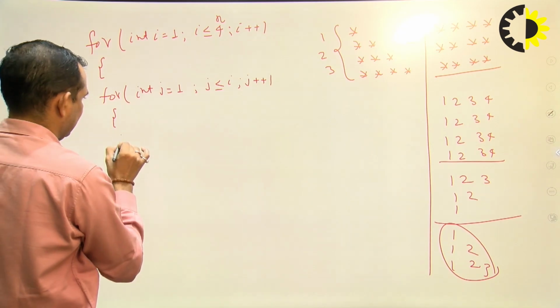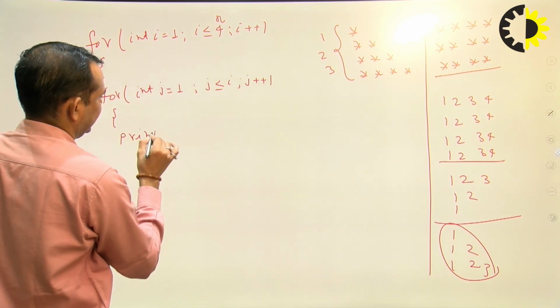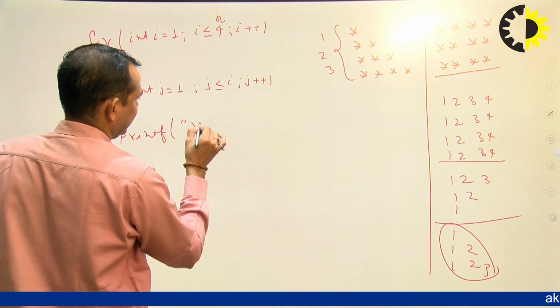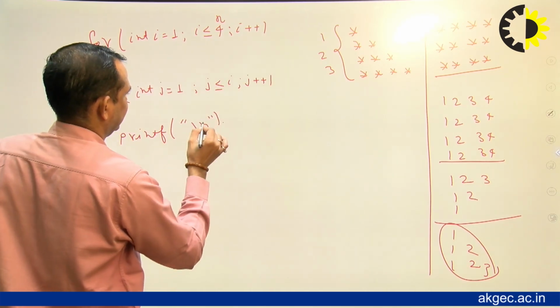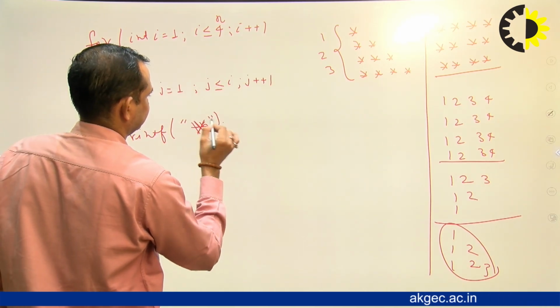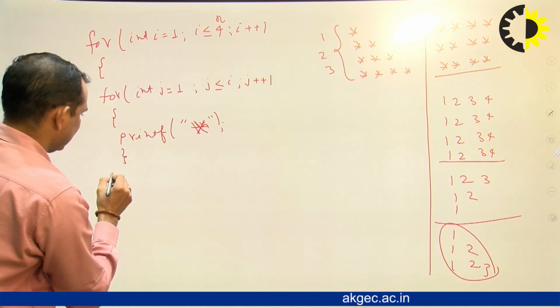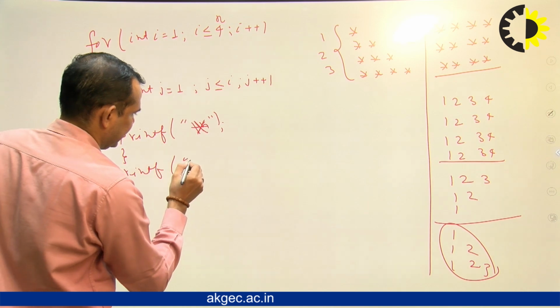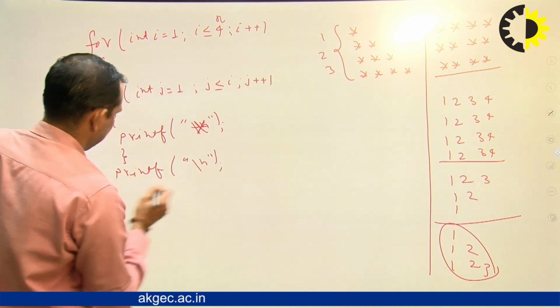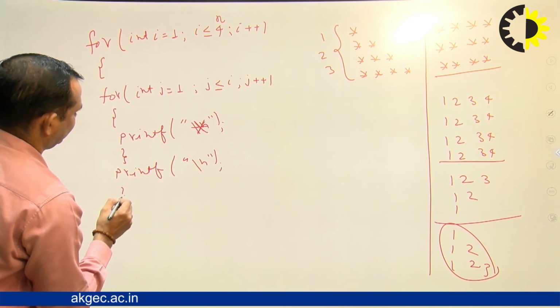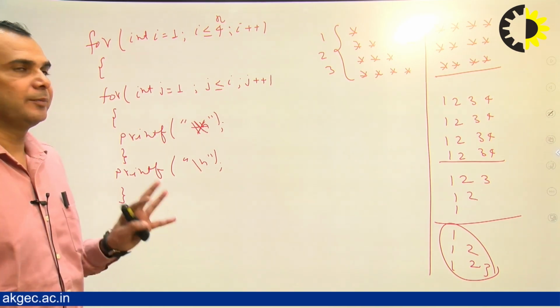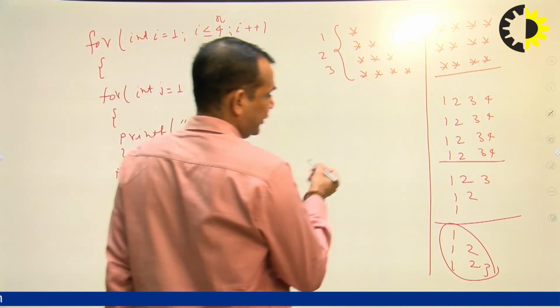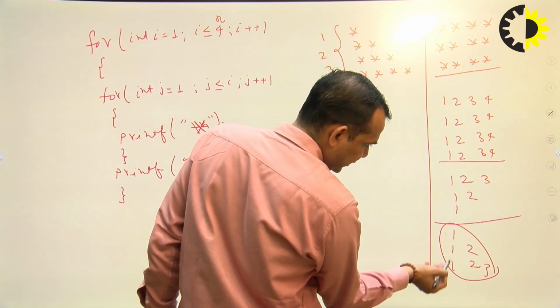Now here we print using printf with a star, and close this. After this we use a new line, so we use printf with slash n, and after this the for loop will execute. This is the basic pattern.